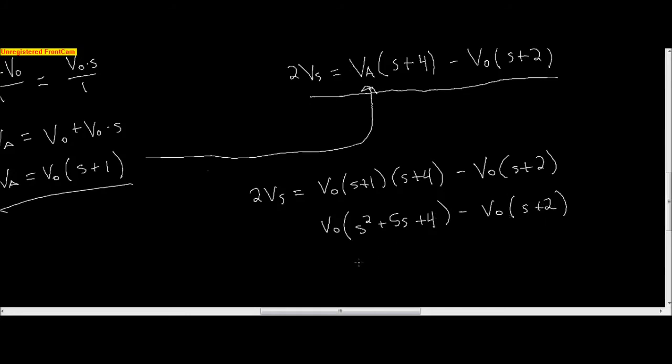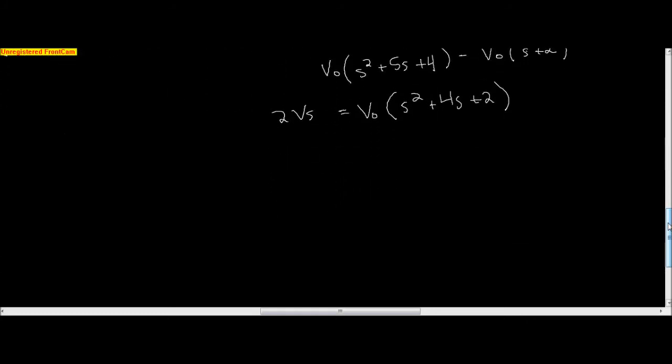So this term will become VO times S squared. 5S minus S is going to be 4S, so plus 4S. And 4 minus 2 is going to leave us 2, so plus 2. And this will equal 2VS. Go down a little bit more.